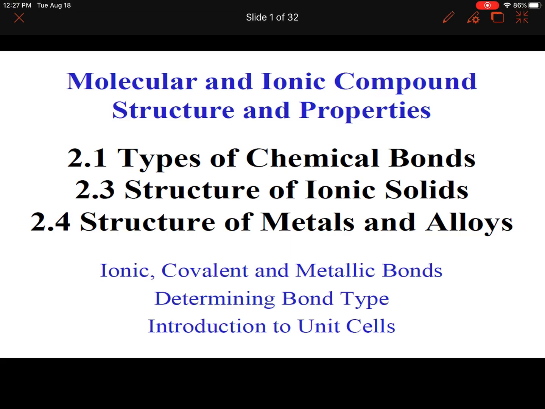Hi guys, we want to start Unit 2, and Unit 2 is really on different types of bonds. We're going to look at molecular and ionic compounds, their structure as well as their chemical properties.